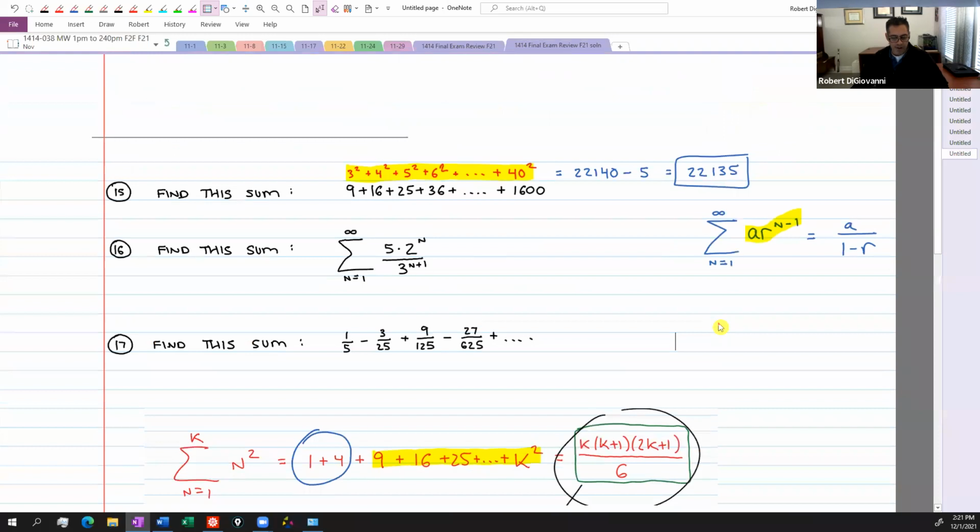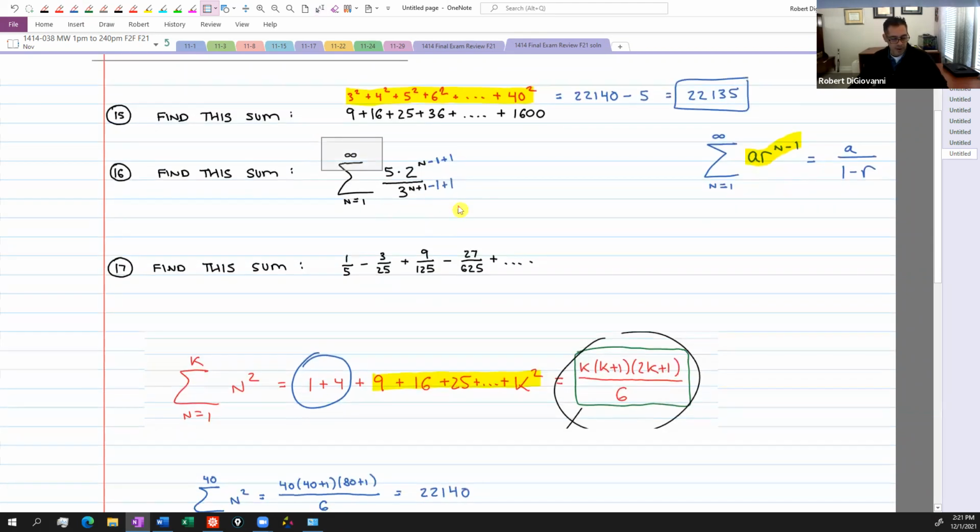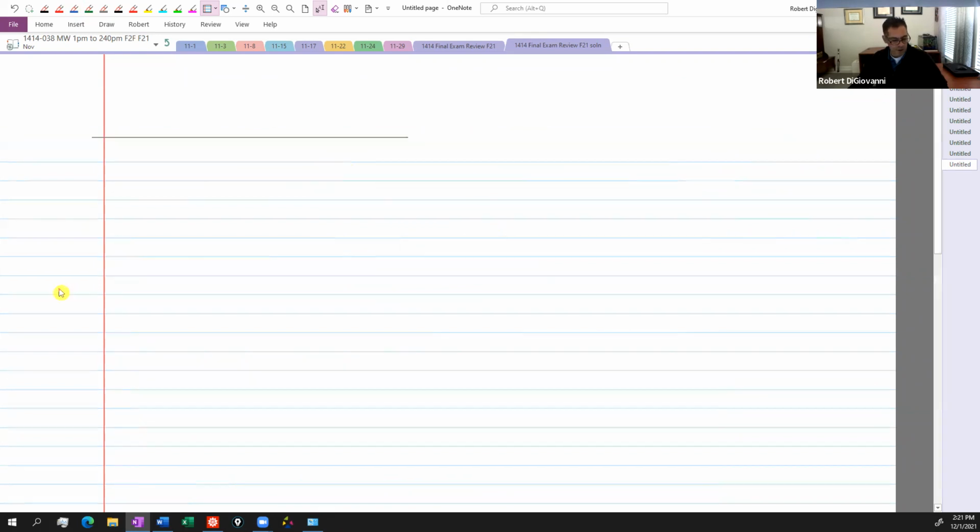So to do that, I'm going to notice a couple of things. I need n-1s. So I'm just going to come in here and do -1 + 1 on the 2 to the n. And on the bottom one, I'm going to do -1 + 1 also. So let me show you what this turns into. I'm going to go to a new page.